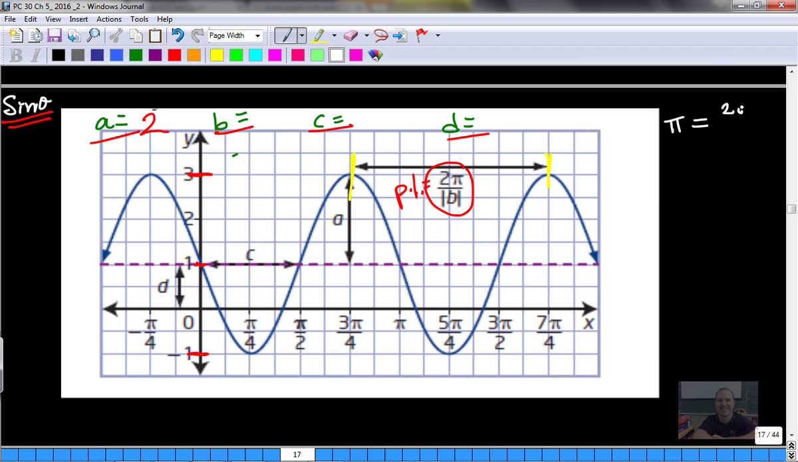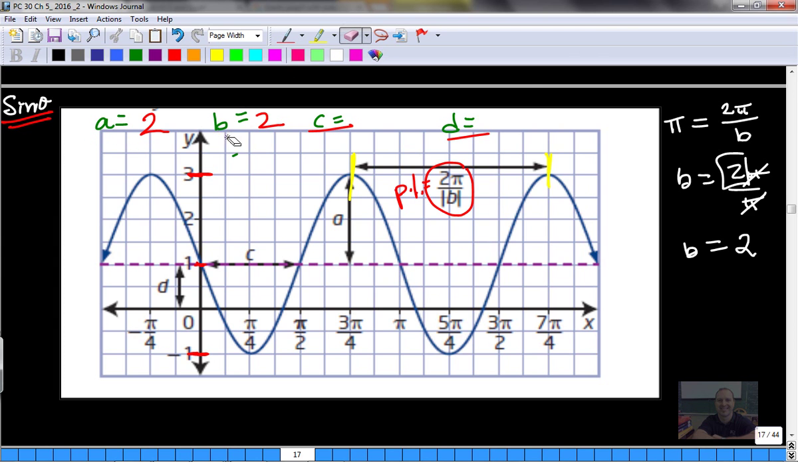So that's got to be 2 pi over B. And this is how we find our B. Period length, whatever that is on the graph, equals 2 pi over B. You rearrange that equation, and you get this. So B is 2. Cancel off your pi there and pi there. You're left with 2. B is 2. So let's write that down. B, 2. With me so far? Okay. It's as easy as that.